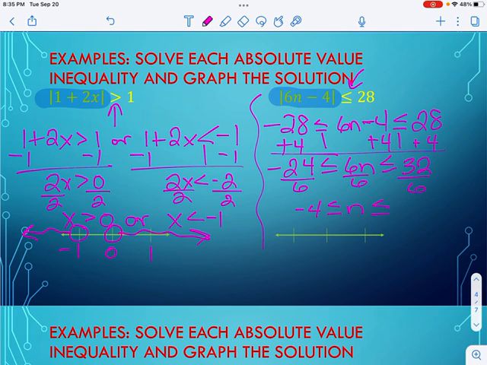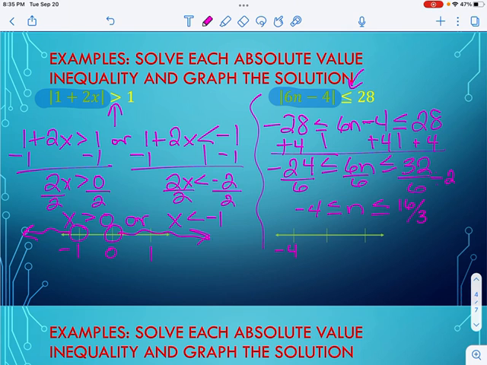Now, 32/6 as a fraction, the 32 cannot be divided evenly by 6, so we're going to leave it as a fraction, and we're just going to simplify it. We simplify it by dividing by that greatest common factor, which in this case would be a 2, and that would leave us with 16/3.